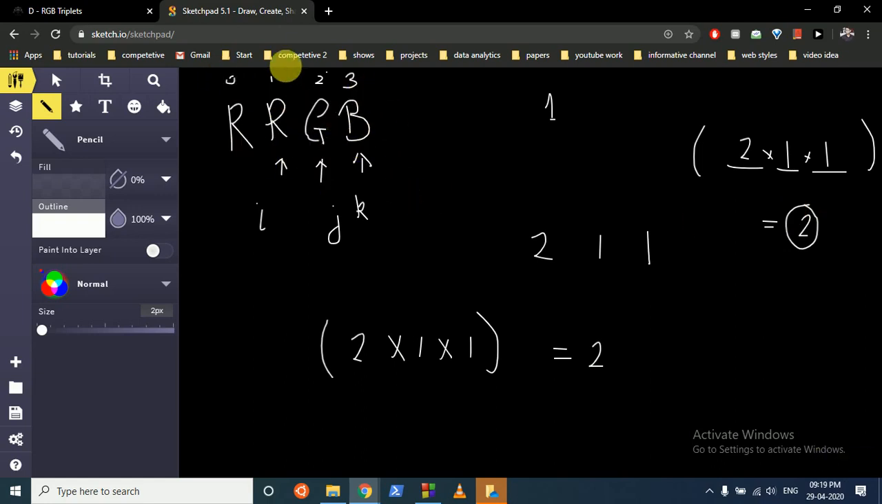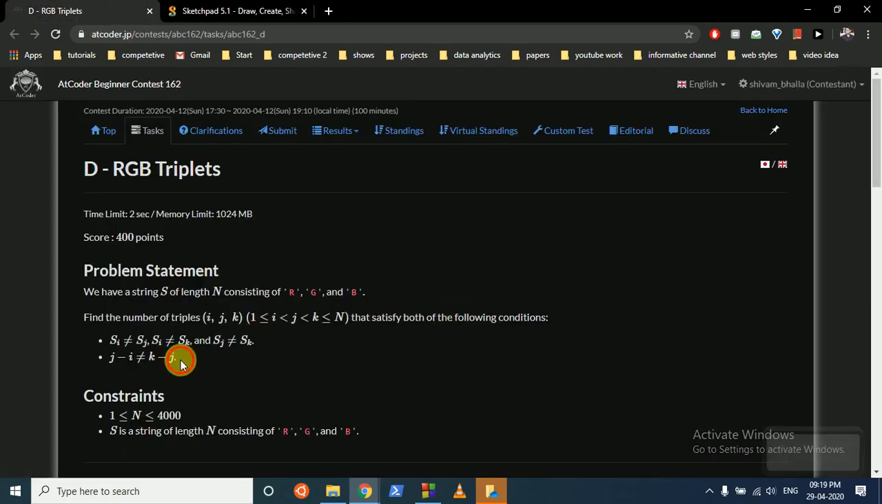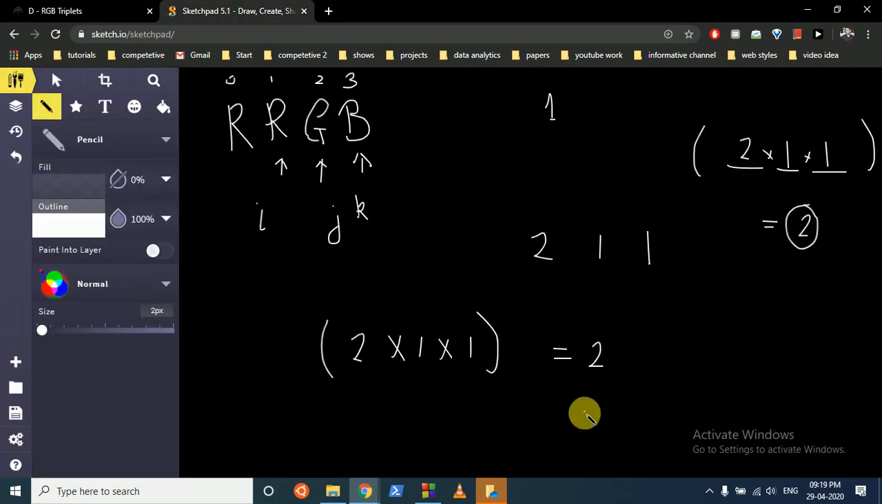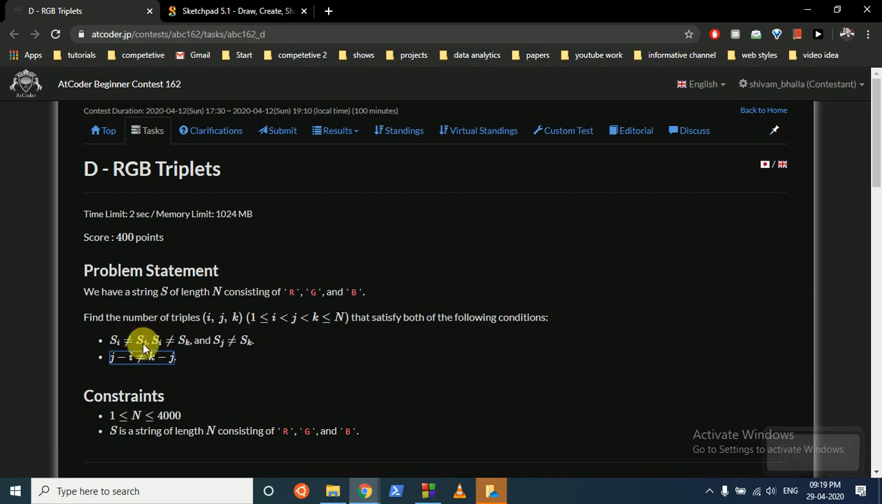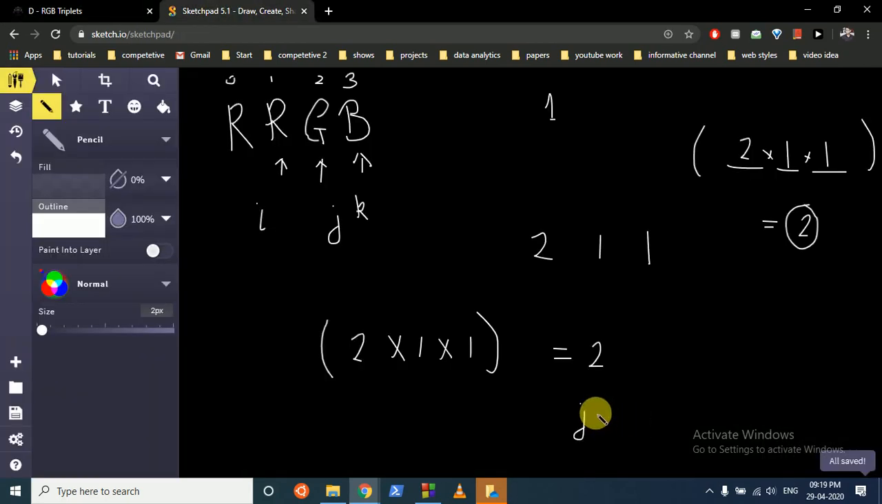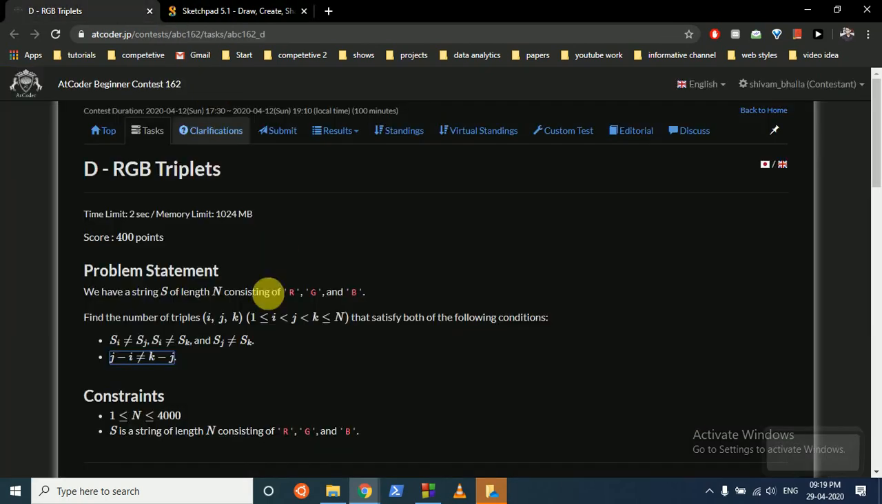But if any one of them is invalid, the invalid ones will be those not following this condition. So you can write here J minus I is not equal to K minus J.